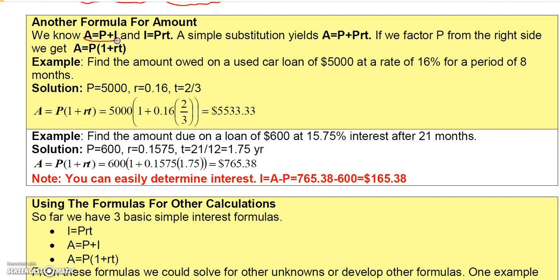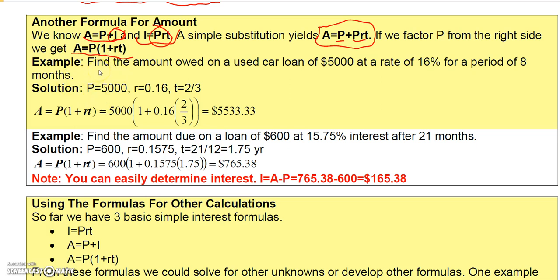Now, we actually can use this to get another formula for amount, and it works simply like this. We know that amount is principal plus interest, and we know that interest is principal times rate times time. So if I take this I right here and replace it with what it equals here, principal times rate times time, I get this new formula, amount equals principal plus principal times rate times time. Now, since both of these terms have a common factor of P, we can actually factor the P out, and we get a formula like this. So we can say that the amount is simply the principal times the quantity, 1 plus rate times time.